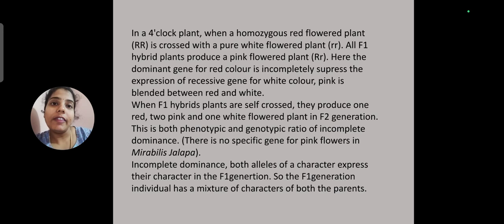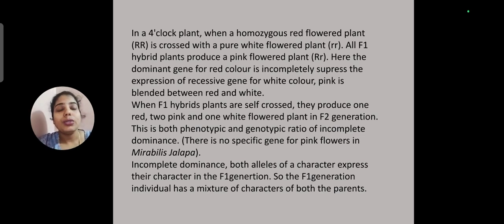Then the F1 undergoes a self cross. They produce one red, two pink, and one white flower in the F2 generation. So the F1 generation gets all pink color flowers, and when it undergoes the F2 generation, it produces one red, two pink, and one white flower.